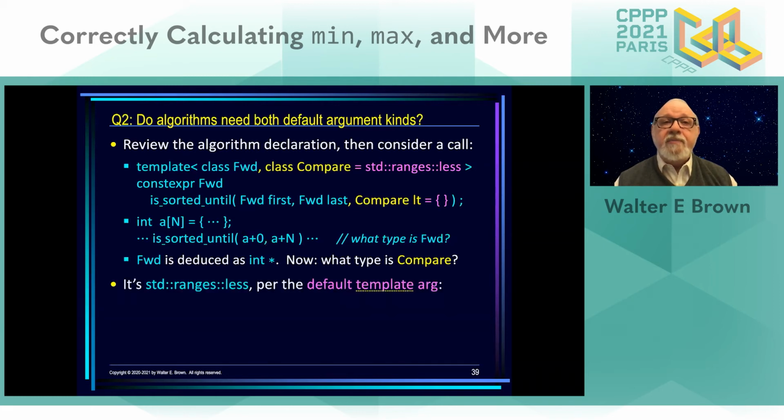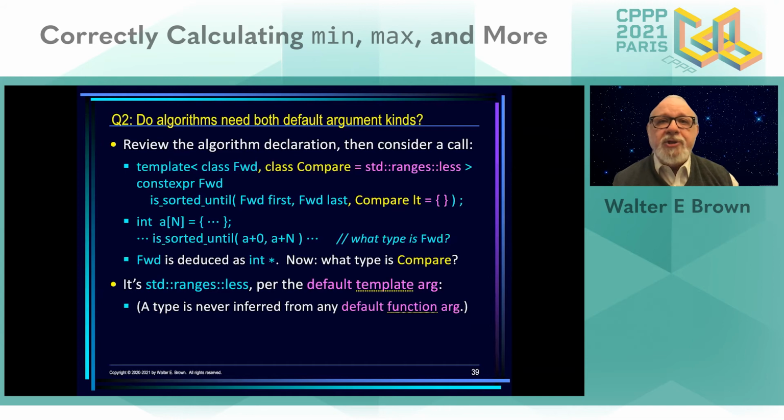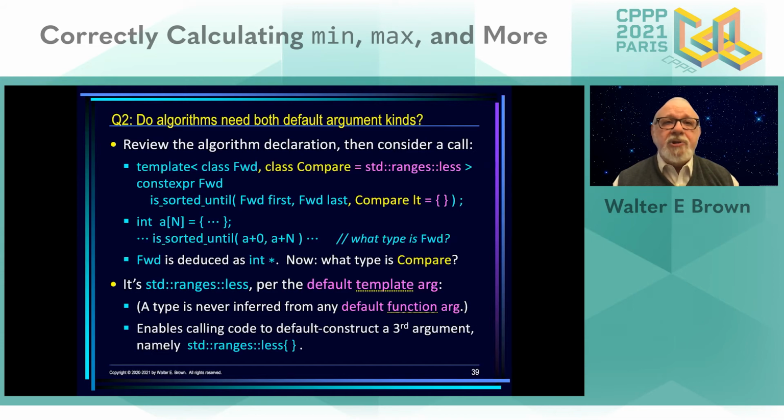Well, of course, the answer is going to be the default. Standard range is less, taken from the default template argument. Now, let me remind you that a default function argument is never used as the basis for type inference. Never. Okay? And that's what allows calling code to default construct the third argument, namely standard range is less instantiated.